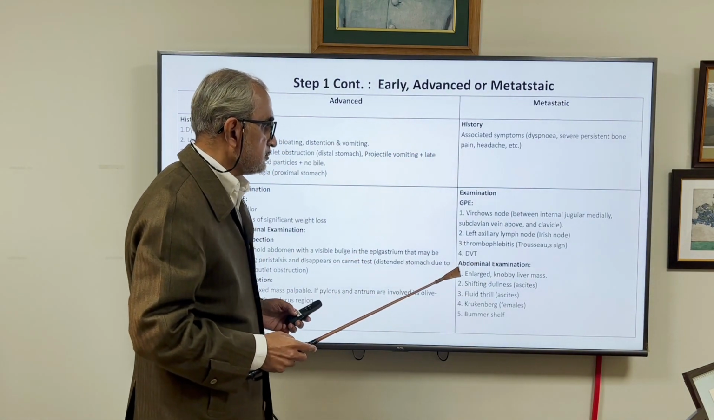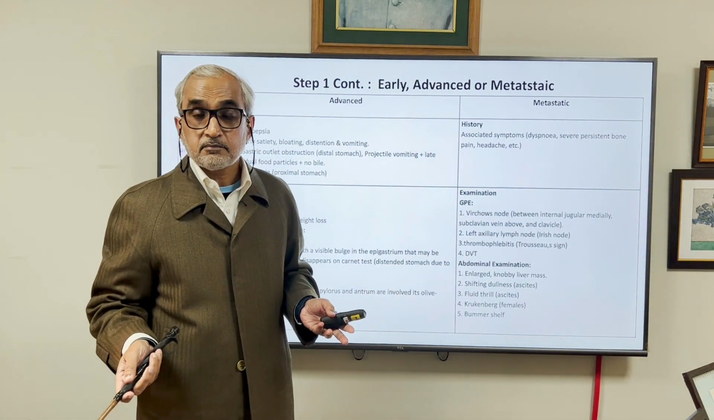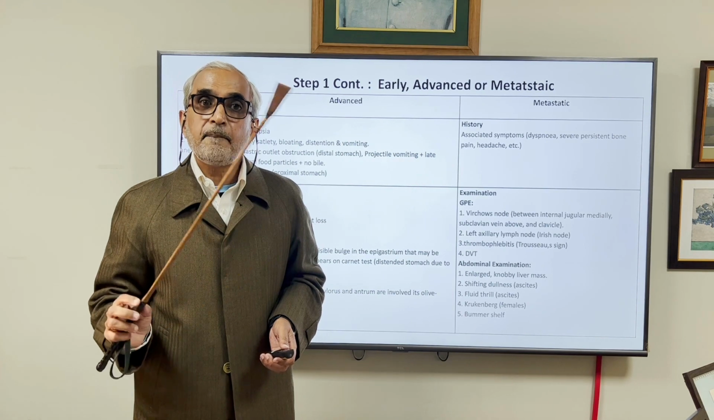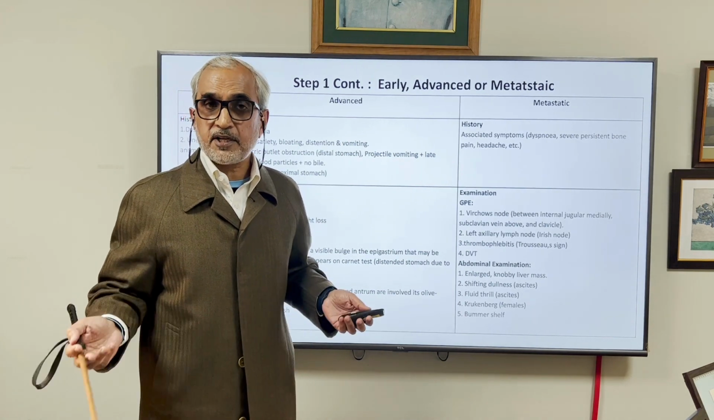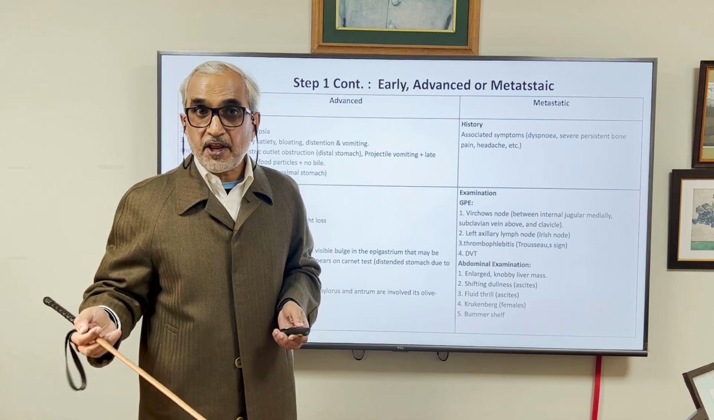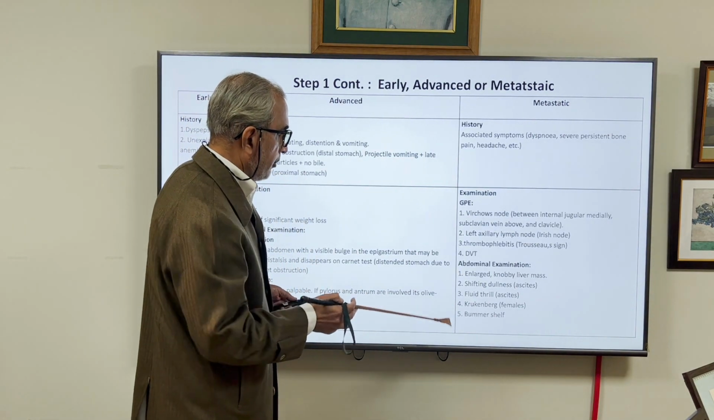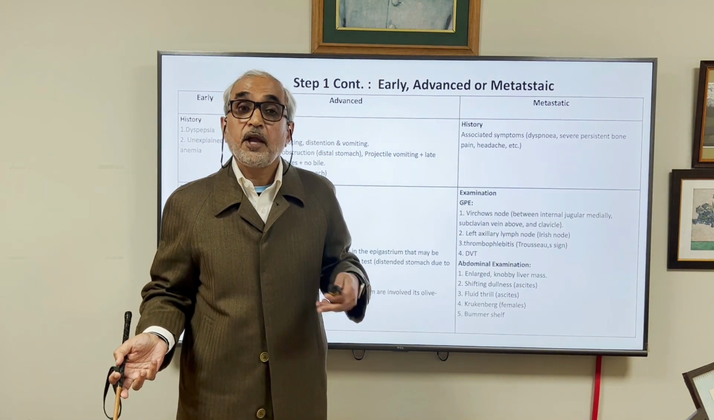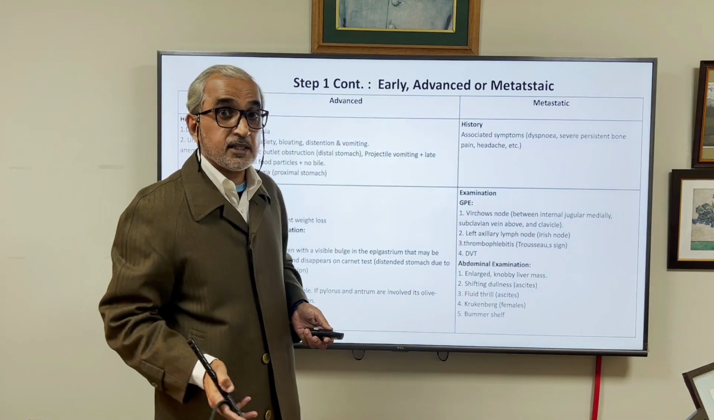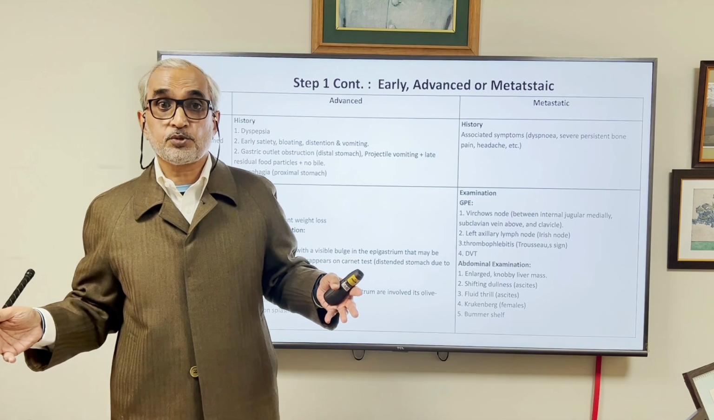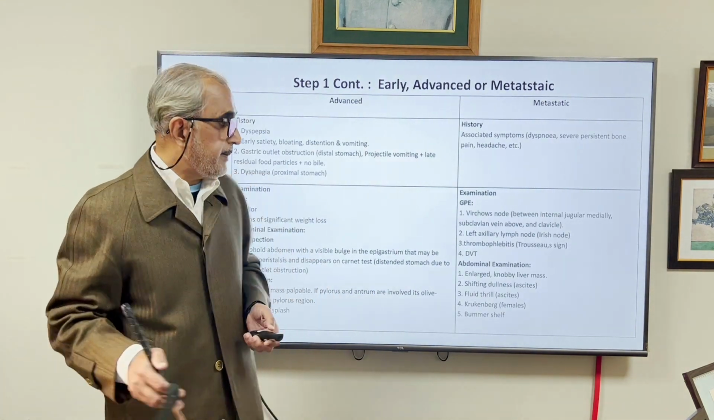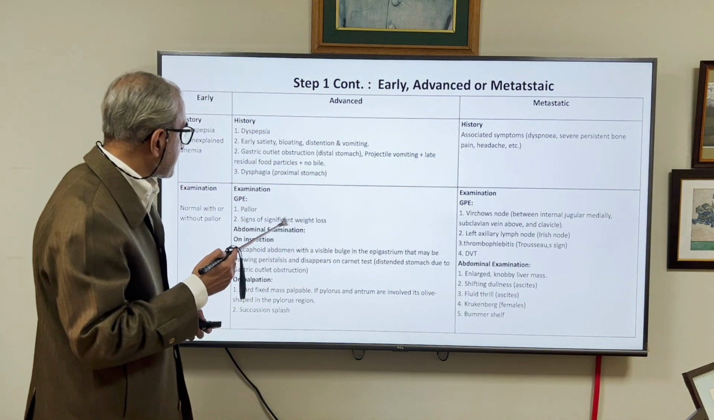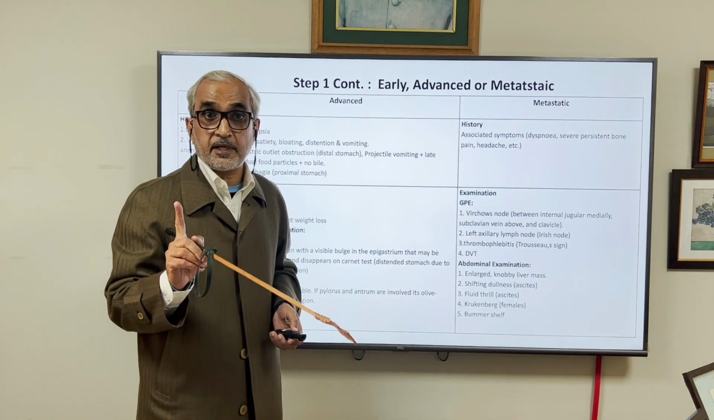Left axillary lymph node, thrombophlebitis, especially migratory thrombophlebitis, and deep vein thrombosis suggest metastatic disease, because in metastasis a coagulopathic state might occur. In abdominal examination, a large nodular liver mass indicates metastasis into the liver. Shifting dullness may mean the tumor has spread into the peritoneum, resulting in malignant ascites. Mind you, in a distended stomach you don't get a fluid thrill, usually it is a succussion splash.